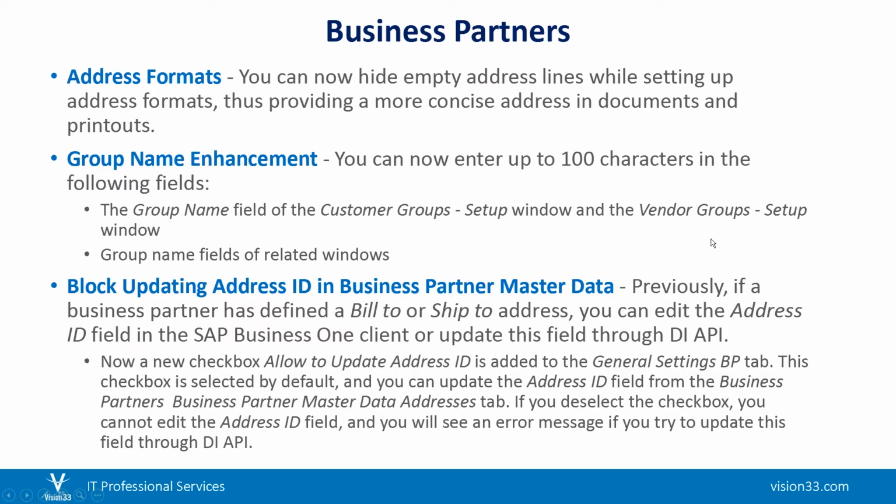You can block updating the address ID in business partner master data. So previously, if a business partner has defined a bill to or ship to address, you can edit the address ID field in the SAP Business One client or update this field through the DI API. Now there's a new checkbox which will allow you to update the address ID, kind of if you want to or not. If you want to freeze those addresses, you can, so that nobody other than authorized individuals can touch them.